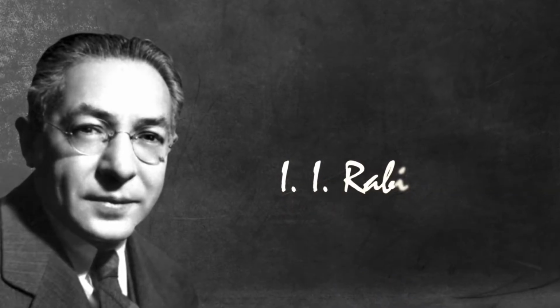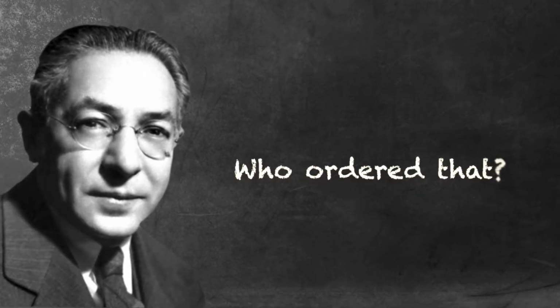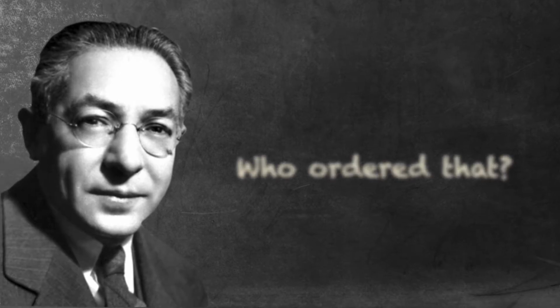But a wrench was thrown into the works in 1936 when a new particle was discovered. It was exactly like an electron, except it was about 200 times more massive. This strange particle, now called a muon, was such a surprise that physicist I. Rabi commented wryly, "Who ordered that?" And the muon was only the beginning.